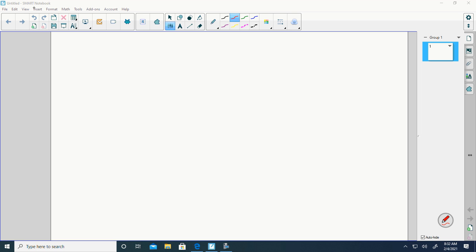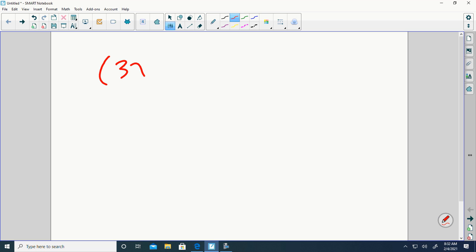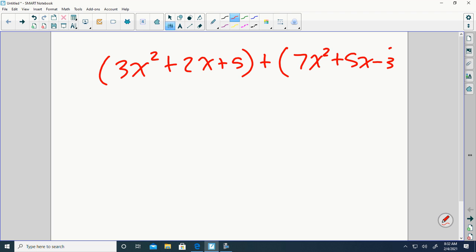All right, so we're going to start combining like terms. So the very first problem I have in our notes, we have 3x squared plus 2x plus 5 plus 7x squared plus 5x minus 3. I believe that's the very first problem on our page. Yes? Okay, so we're going to take a look at it. Item 1, we have 2 different items that have parentheses around them. Parentheses usually mean, hey, we could distribute something over the parentheses.